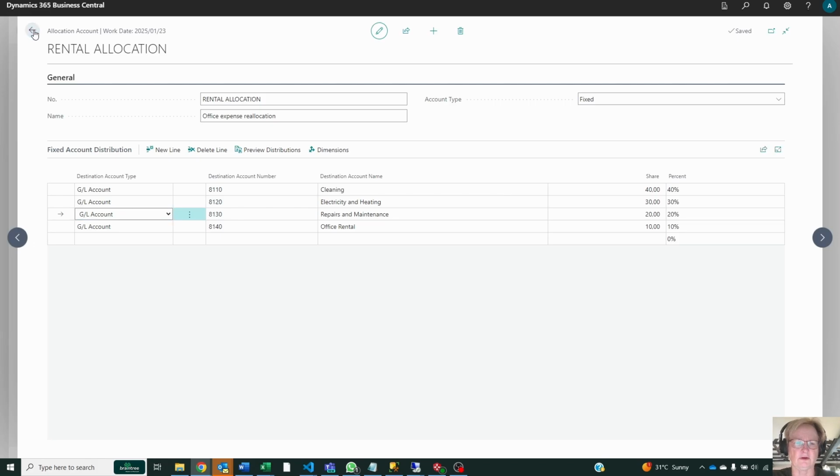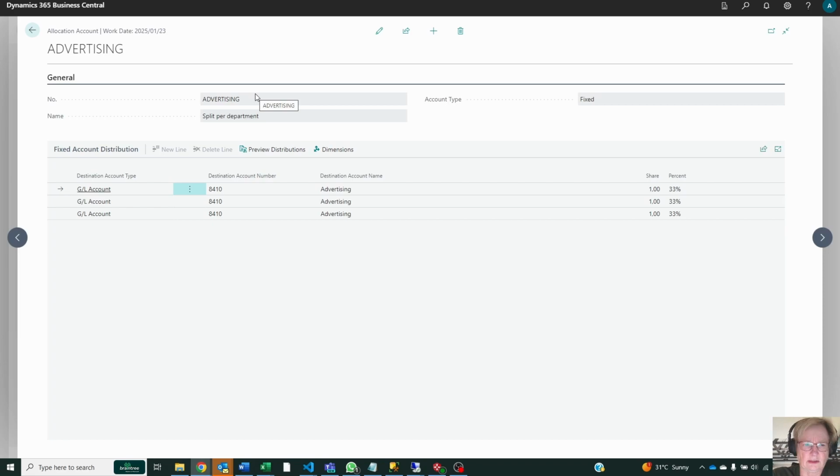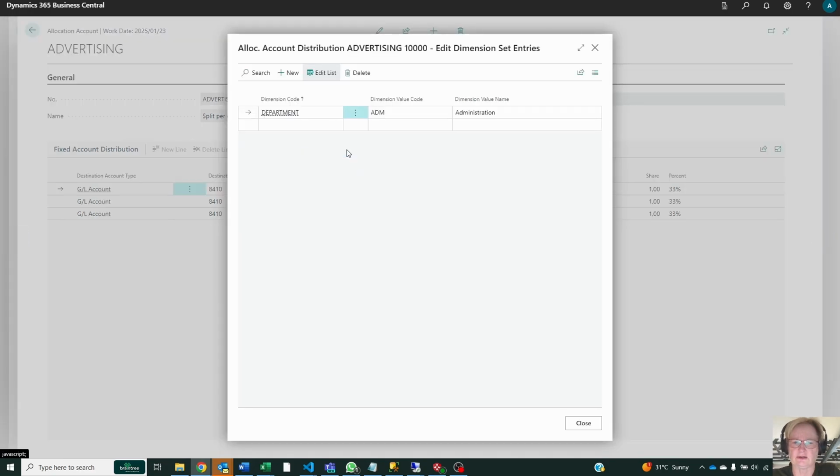I go and have a look at a different one. Let's have a look at the advertising allocation account. This account, you'll see that I have allocated it to the same account. So I have got 3 lines all going to the same account. I'm using 1111, which means I've got 3 shares, and I have got 33% approximately going to each one. Why have I got the same account 3 times? Well, that's because I am going to allocate it to different dimensions. Little bit of a not such a nice setup, but this is the way it is.